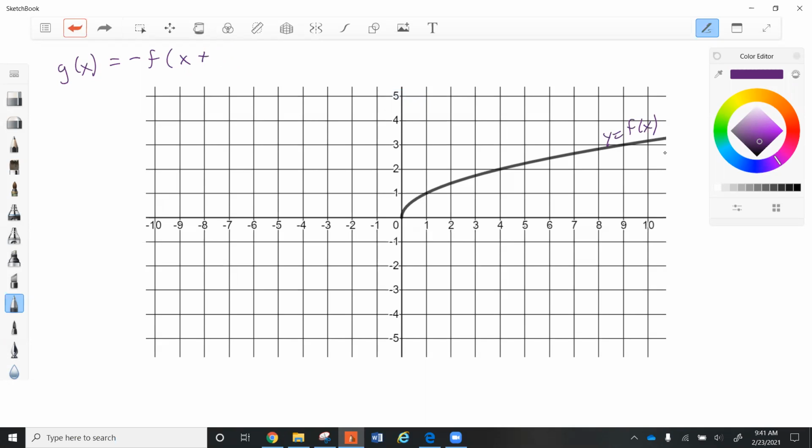Sorry, let's put 2f of x plus 4. Here we go. That's what I wanted. Okay, so what is this going to do? This is going to do several things.